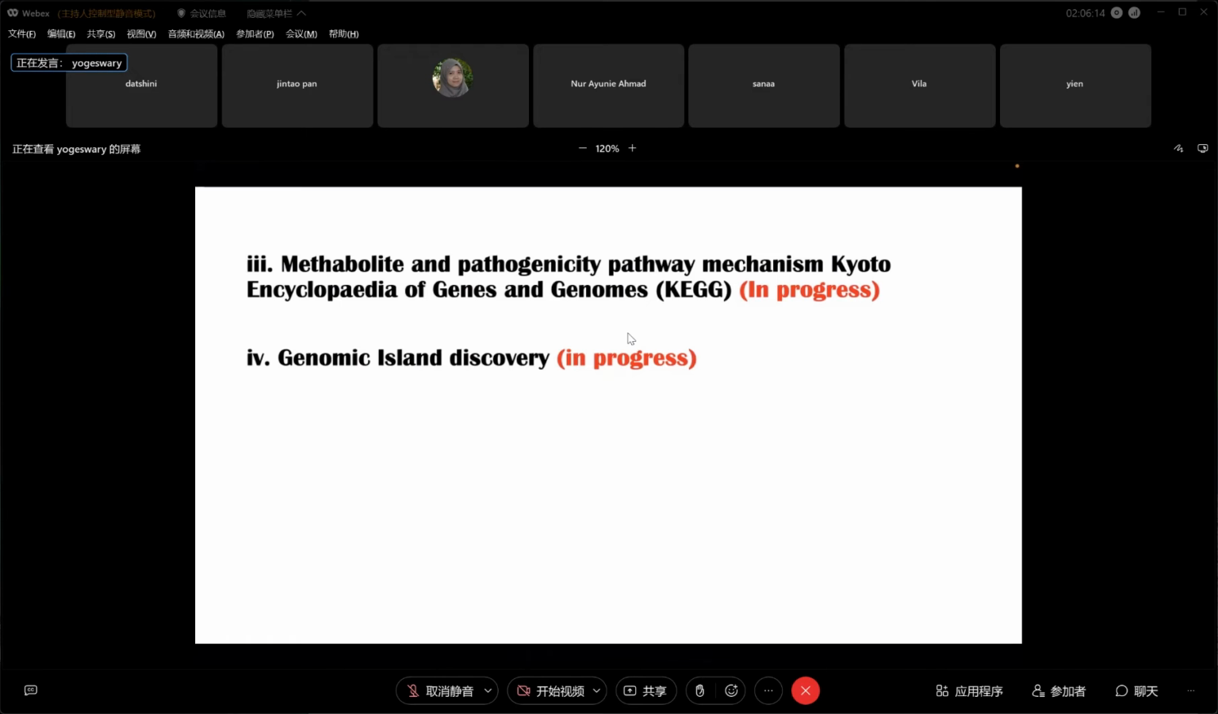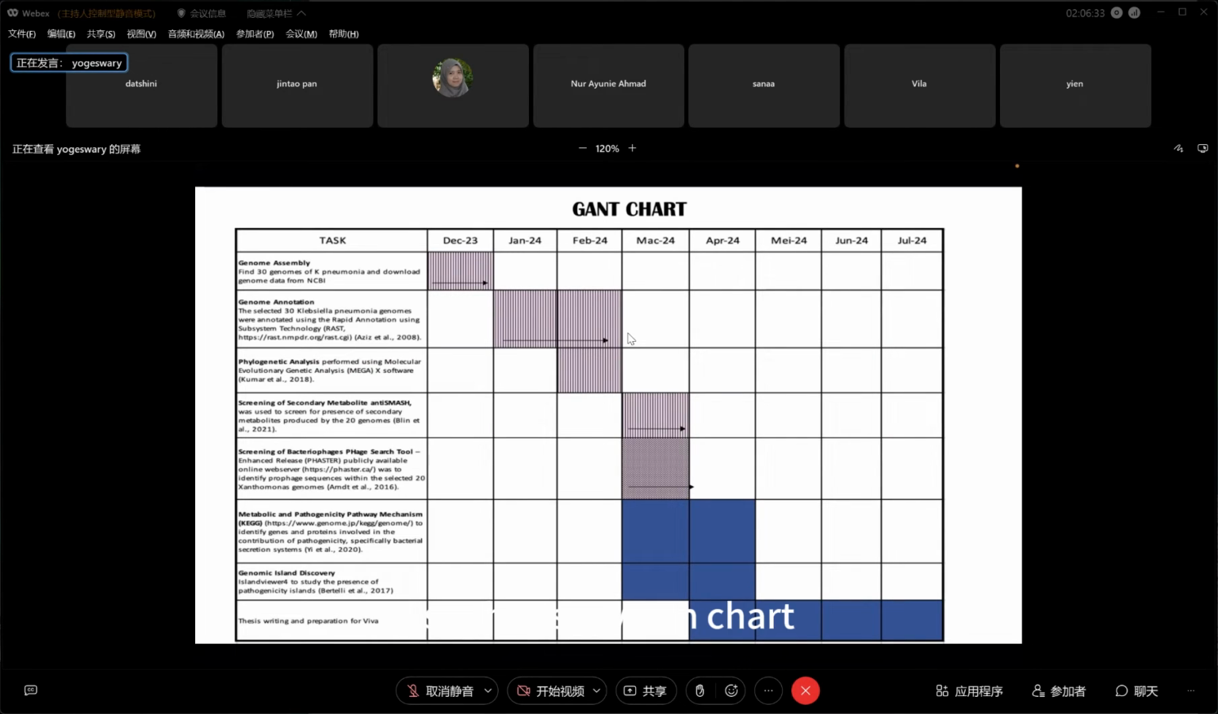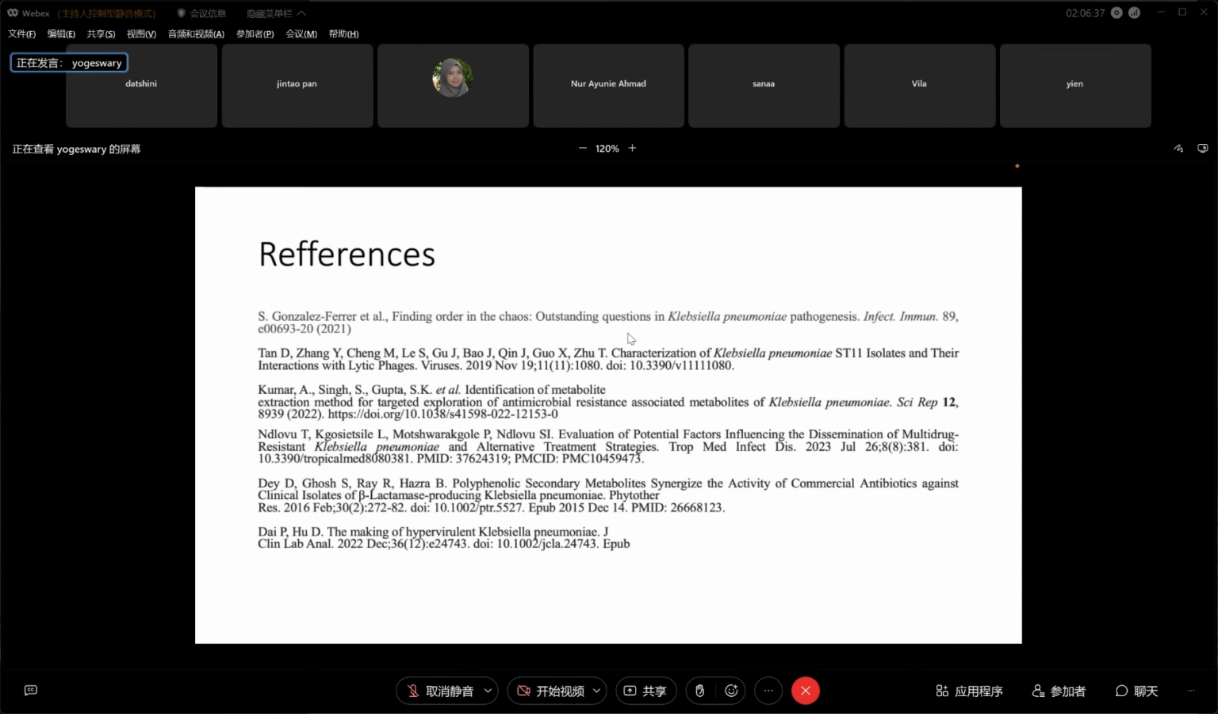And then next is the metabolic pathogenicity pathway mechanism using the Kyoto Encyclopedia of Genes and Genomes, KEGG, which is in progress, and genomic island discovery is also in progress. So this is my Gantt chart and my references. Thank you.